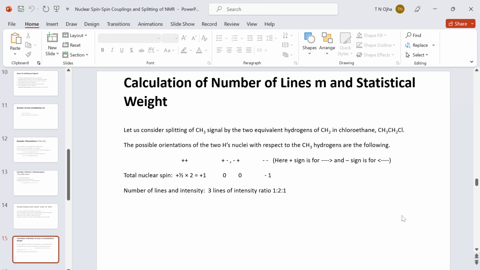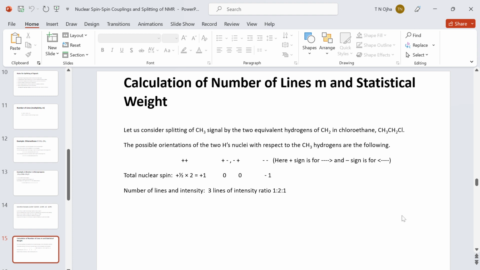So two possibilities are existing. Therefore, we get a doublet. When the splitting hydrogens are two, then three possibilities: both plus plus, first plus then minus, first minus then plus, both minus minus. So there are three orientations possible, but one of the orientations is doubled. Therefore, we get three lines, not of equal height, but in the ratio 1 is to 2 is to 1, because the statistical factors are not the same.